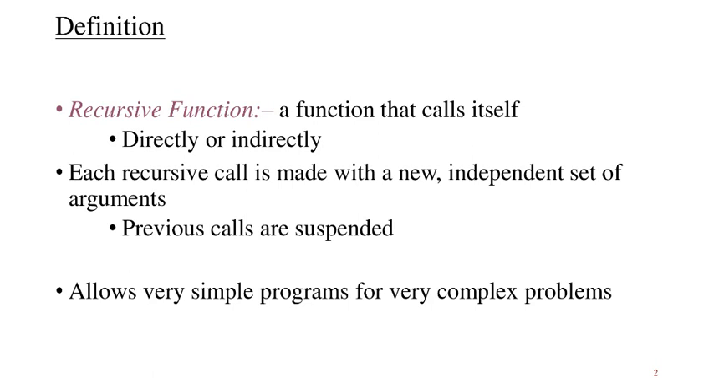So that's why each recursive call is made with a new and independent set of arguments where the previous calls were suspended. When you are calling the recursive function for the third time, the second previous call was suspended. Mind you, please make a note that I am going to use the vocabulary suspended. It was not cancelled. For the time being, it was put on hold. So the previous calls were suspended, and basically recursions were used to solve right from simple programs to very complex programs.